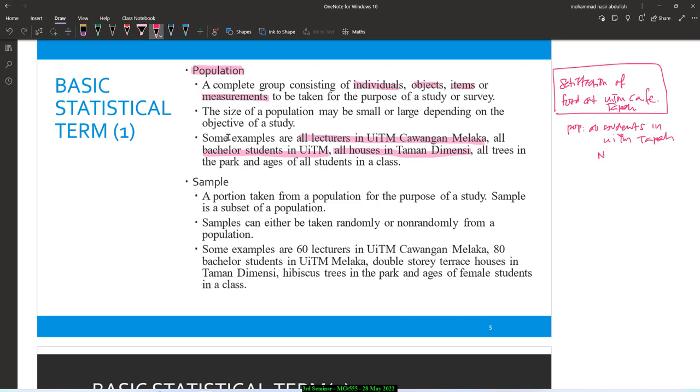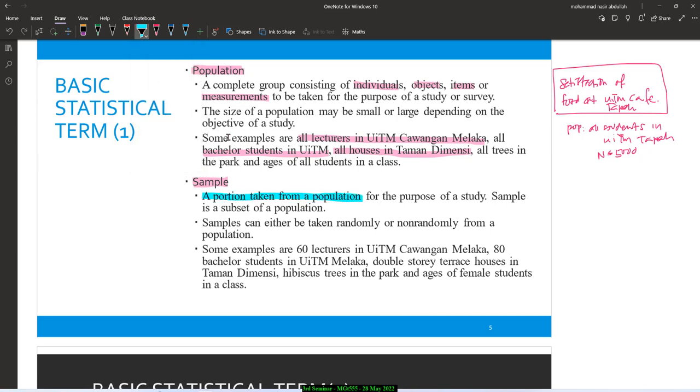Let's say for example N equal to 5,000. So there are 5,000 students in total in UiTM Tapah. So population will be all students in UiTM Tapah. Right, another term that we're going to look at is sample. Sample is a portion taken from a population.